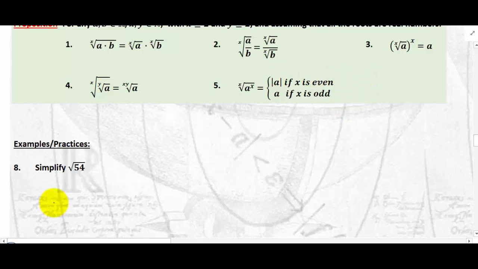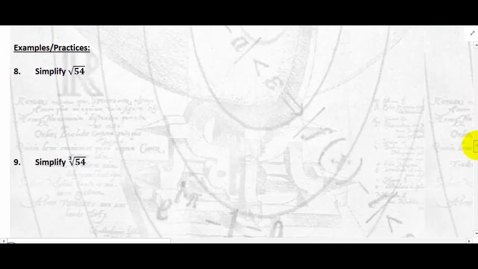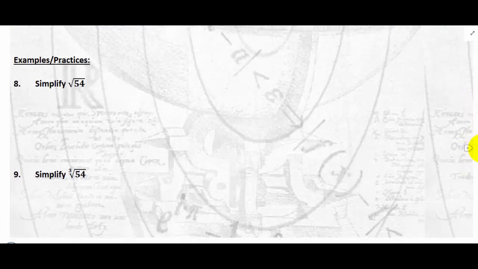Let's apply this property right here. This should be a review. I'll do the first one and we'll see which one you'll do. I'll do number 8. The square root of 54. So I'm looking for the squares in 54. 54 is what times what? It's 9 times 6. And therefore it's 3 root 6. Why? Let's detail here if you want to.